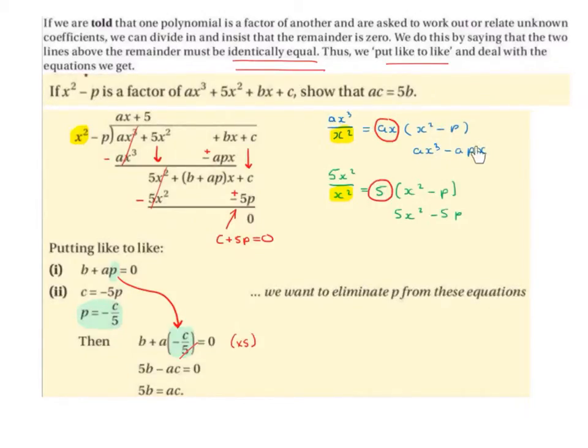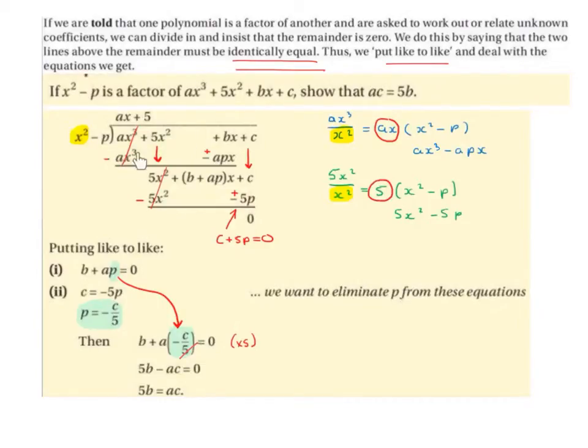So we're going to write this underneath here. Now it's important to notice that we've left a gap, because we want to group together our x cubes and our x's. And since when we worked this out we didn't actually come up with an x squared, we just leave a gap underneath the 5x squared. So the ax cubed goes underneath the ax cubed, and the minus apx goes underneath the plus bx. So we keep the x's together and the x cubes together, and we leave a space for the x squareds.